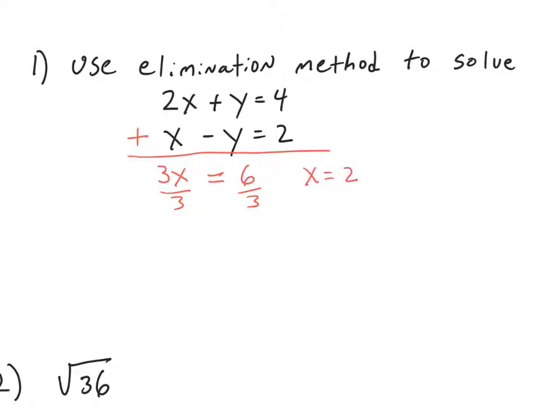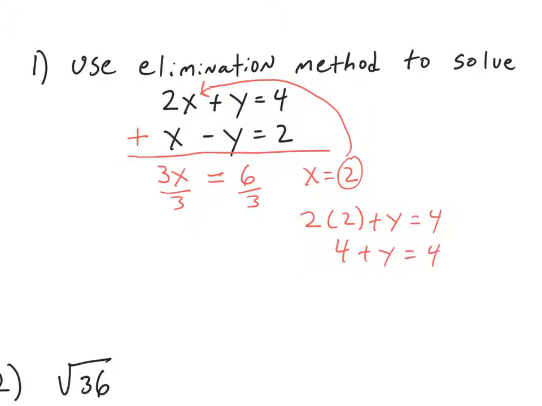And then we'll take that 2 and substitute it in either one of the other two equations and solve for y. So I'm going to take the 2 and substitute it in the first equation and then solve that one for y. So we'll do 2 times 2 plus y equals 4. And that's just going to be 4 plus y is equal to 4. So y has to be 0. And we'll get x is 2 and y is 0.